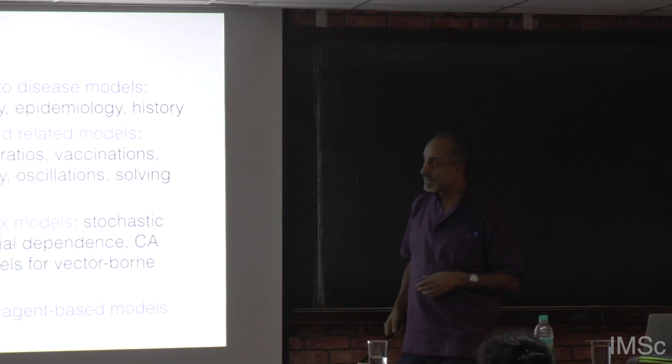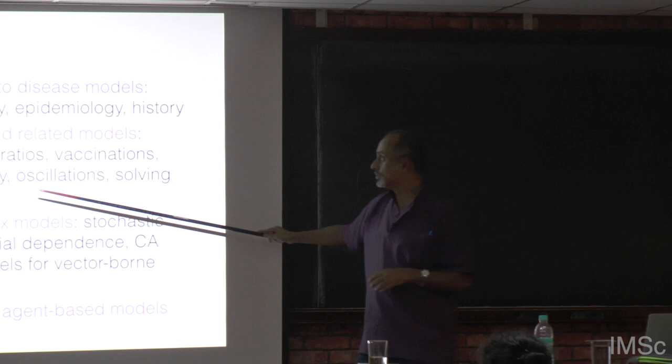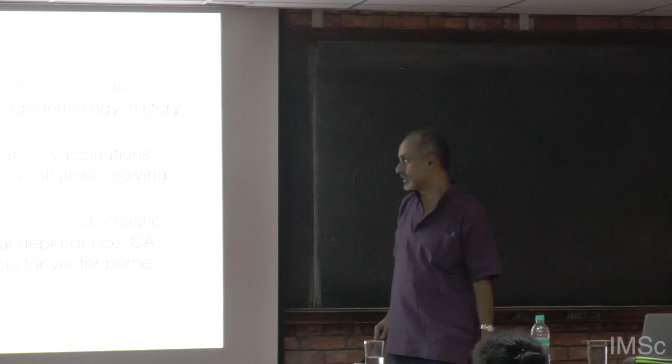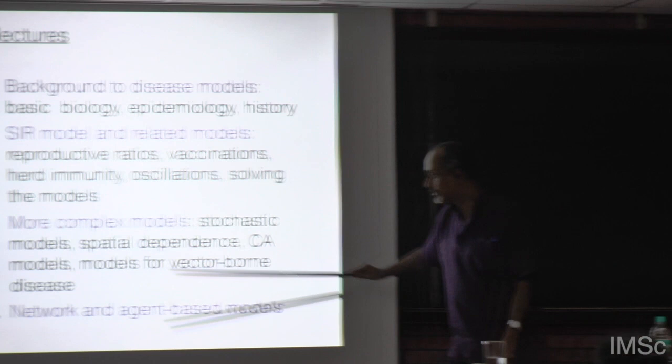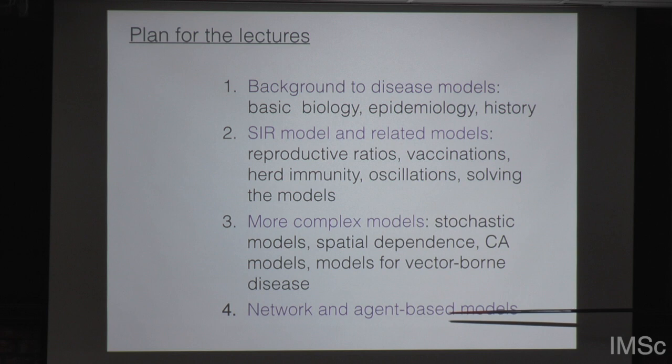So the terms that you will learn, I hope, are the reproductive ratio, vaccination, herd immunity, where do oscillations come from, and what limits can we solve this particular model. And this will overlap a little bit onto what I want to do after this, which is more complex models, stochastic, spatial dependence, etc. And I want to spend a little bit of time, if I can, on vector-borne diseases, which are very important. And finally, state-of-the-art network and agent-based models.